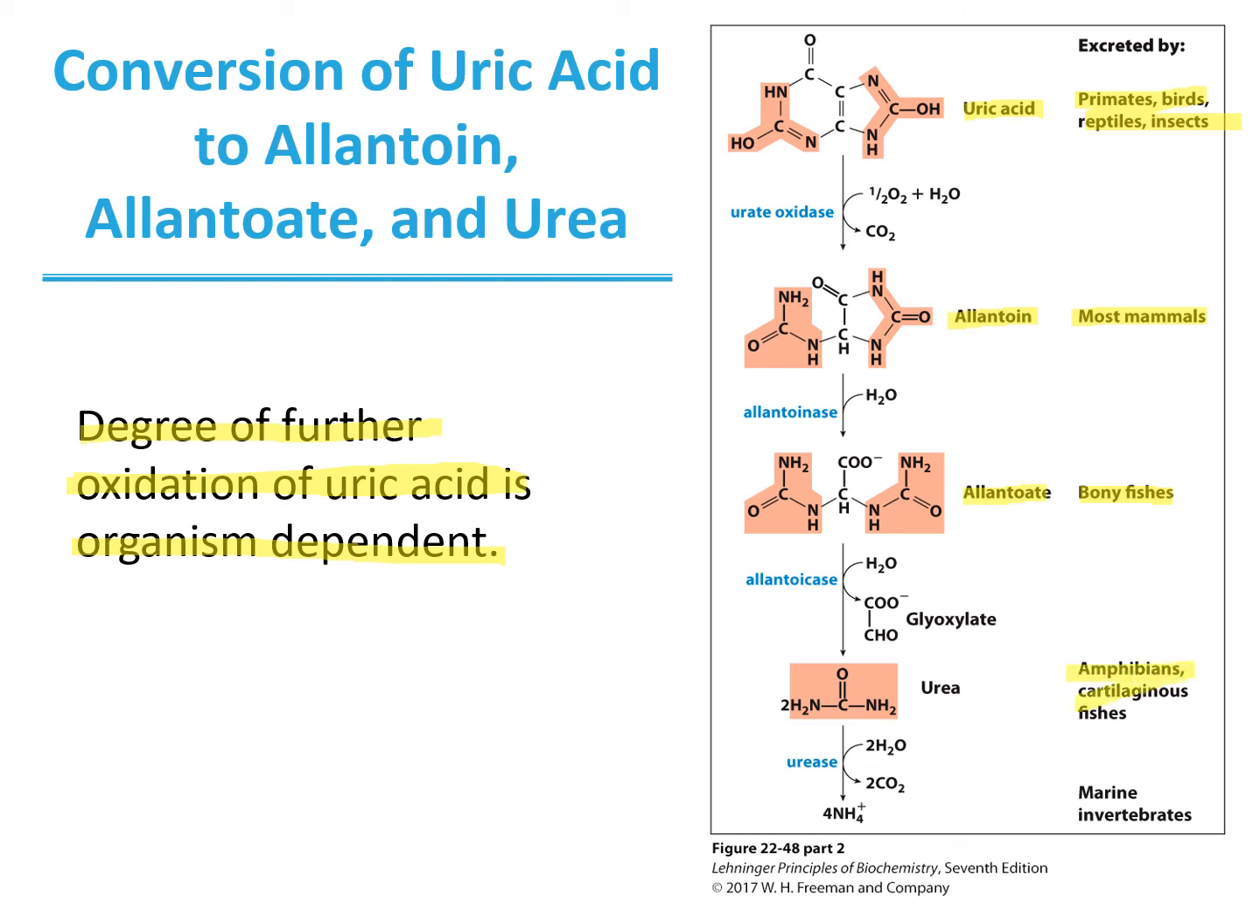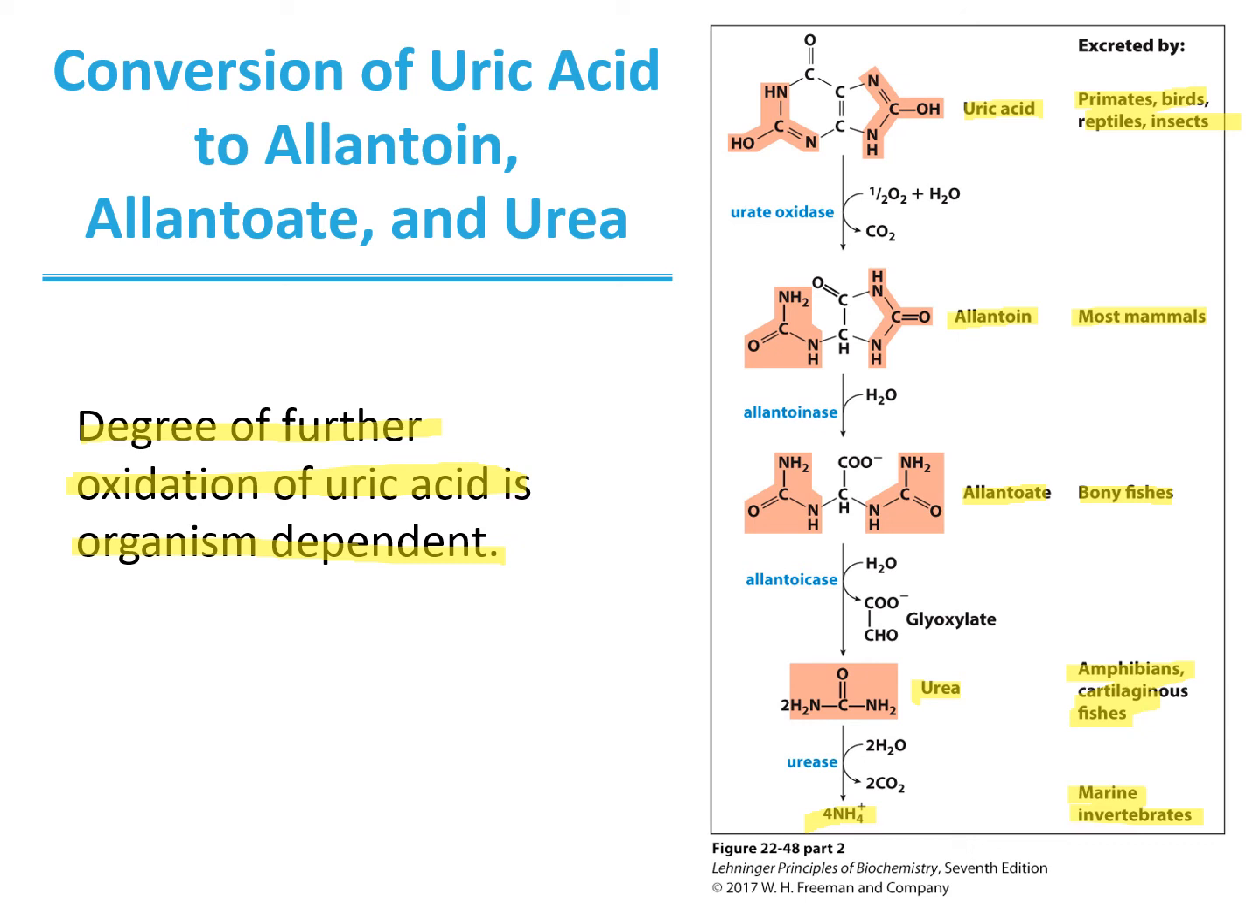And in some amphibians and cartilaginous fishes, it is converted into urea. And eventually we have marine invertebrates in which urea will be converted into ammonium ion as well. So these are different molecules that we can produce from the uric acid. Do remember, uric acid is a waste product which has to be excreted out of the body.